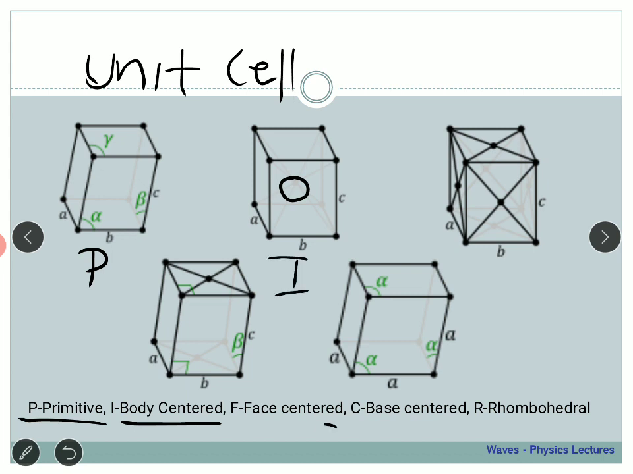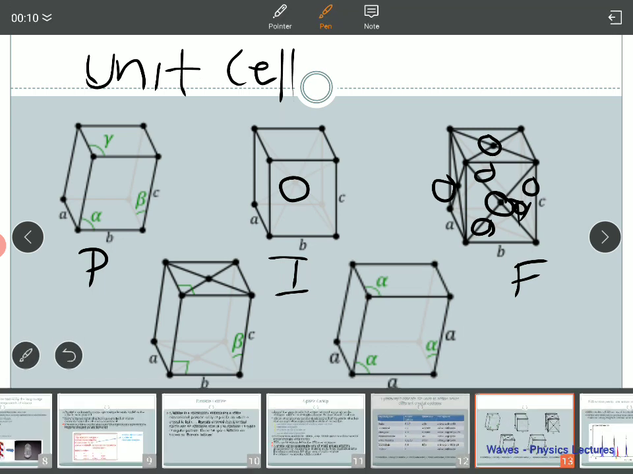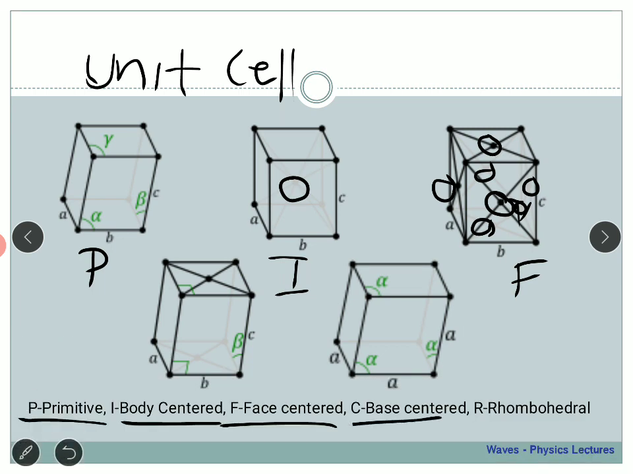And next we have something called face centered, F. If you remember from your solid state physics, there will be atoms at the 6 faces: 1, 2, 3, 4, 5 and 6. Okay, sorry, this is not there, obviously this is not there, this is there. So you get 6 at the faces. And then we have C, which is base centered. Base centered means we have one atom at each base, so we have these 2 atoms at the bases, as you see in any hexagonal structure, let's say.